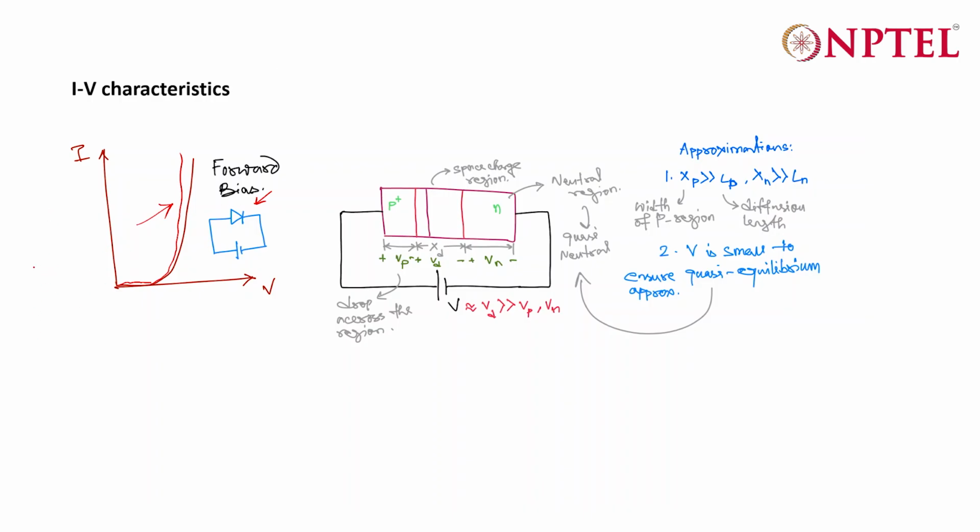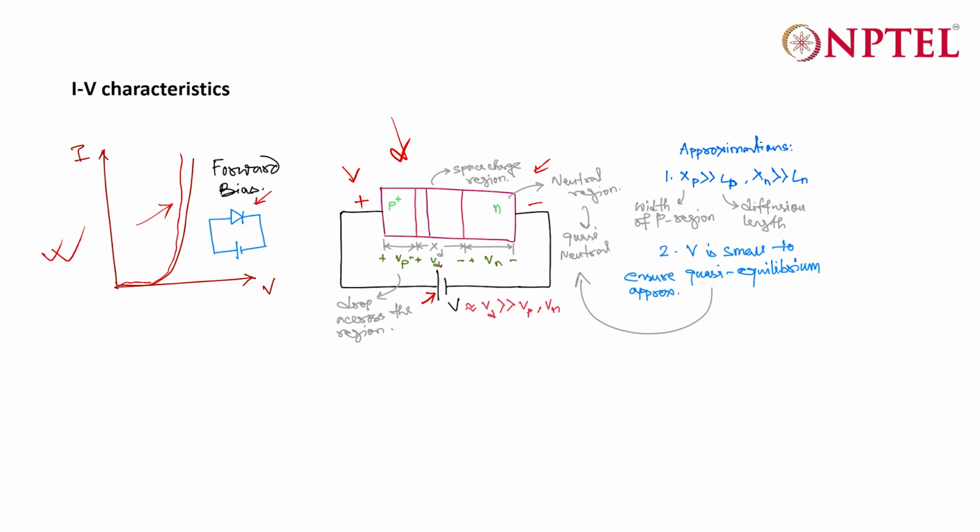So let us first analyze the forward bias case. Here the circuit is shown with respect to the device. Your positive terminal is connected to the P side and your negative terminal is connected to the N side. So essentially this part is positive and this part is negative.